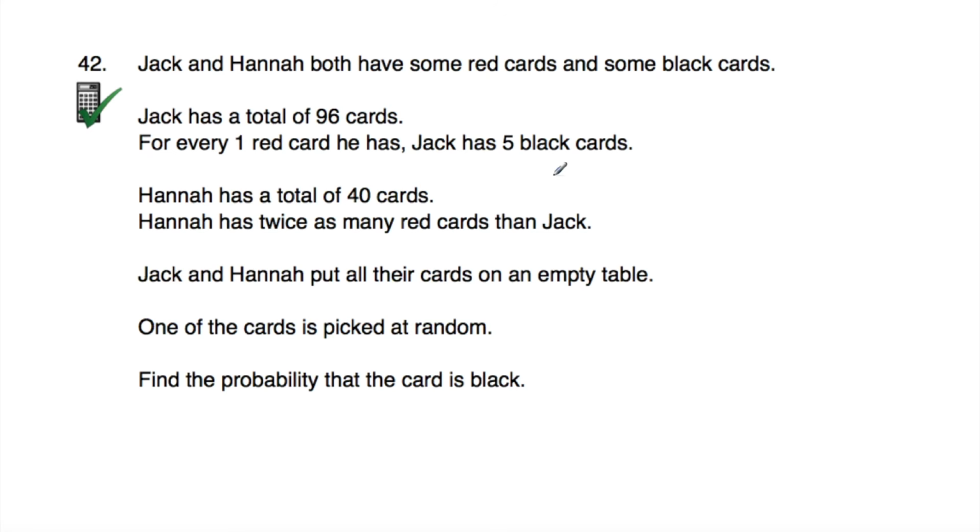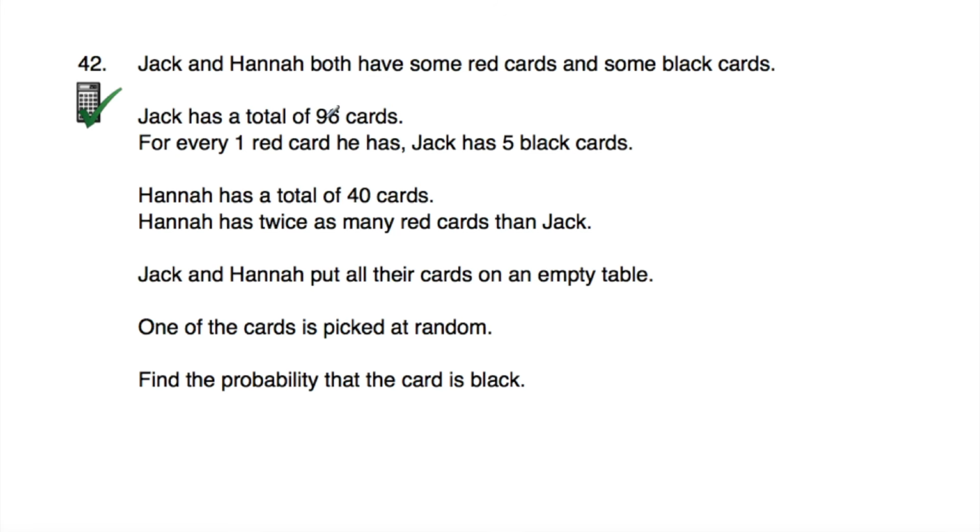Because if we know how many red cards and how many black cards each of them has, when they put them all on the table, we'll know the total number of red and the total number of black cards. And that means we can then find the probability of it being black whenever one's picked at random. Okay, so let's start off with Jack.